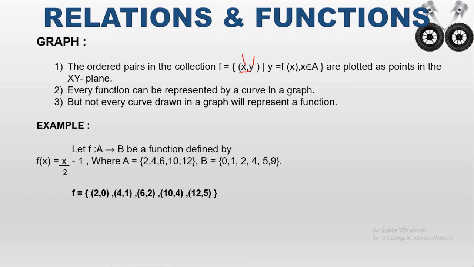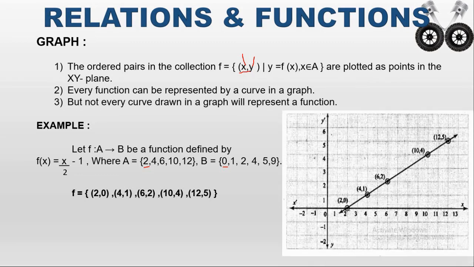What is the first step? We have to write the ordered pairs. So what is the ordered pair? The first element you write from A, and the second element from B. So 2 comma 0, 4 comma 1, 6 comma 2, then 10 comma 4, 12 comma 5. These ordered pairs should be represented in the graph.